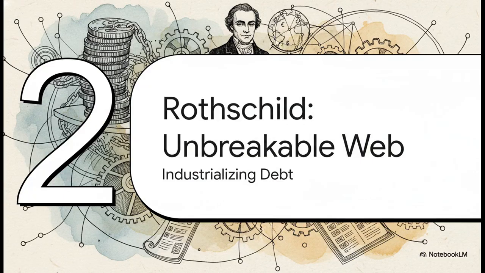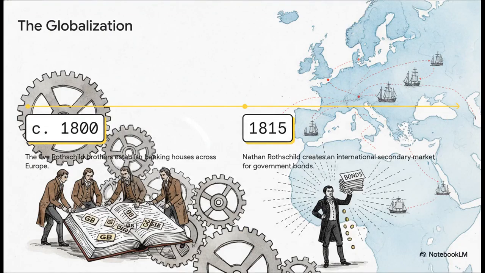All right, so let's move to our next architect and see how this thing starts to grow. Paterson made national debt permanent, but it was Nathan Rothschild who would grab this concept and make it truly global. So, during the Napoleonic Wars, Rothschild didn't just lend money to governments, he turned the whole thing into an industry. He would buy up massive amounts of government bonds, which is just a fancy word for debt, and then he'd resell them to investors all across Europe. This created the very first international market for national debt.